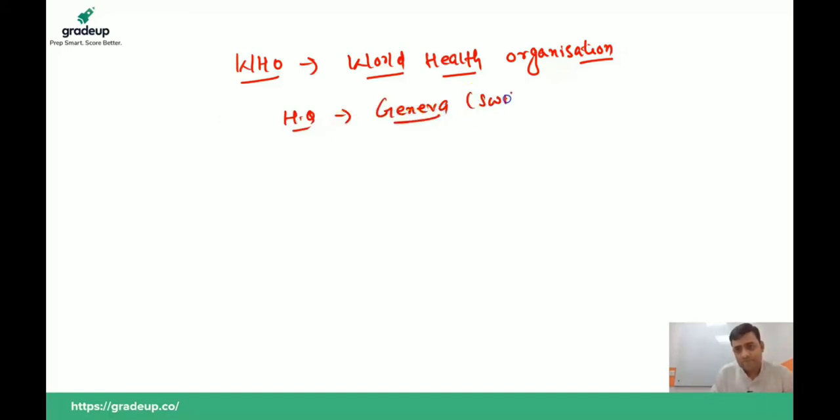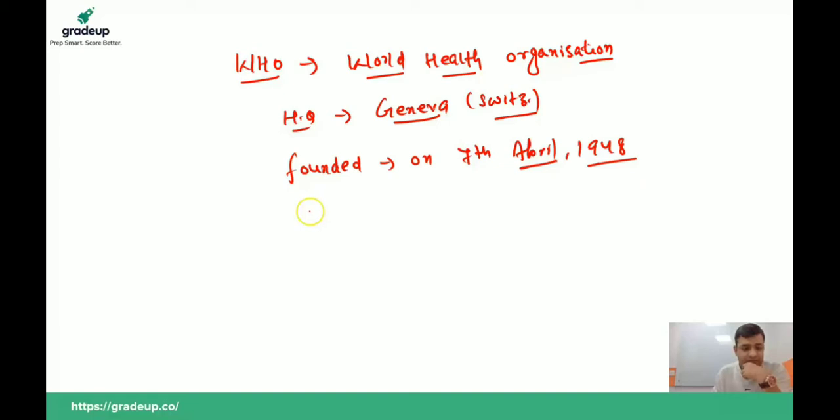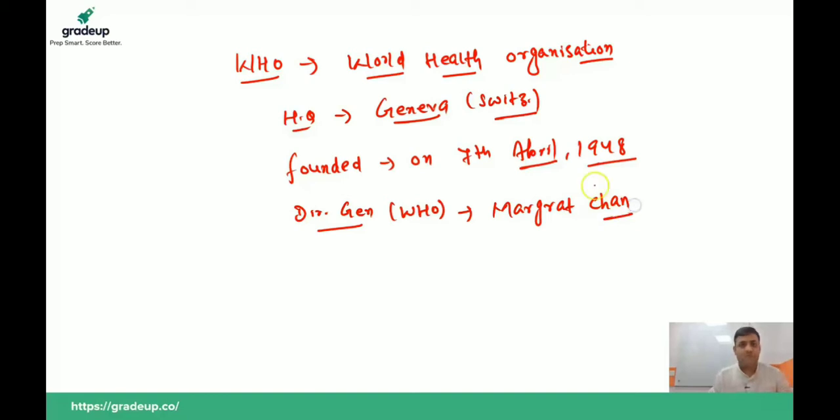Now, the next important organization is WHO, the World Health Organization. This is headquartered at Geneva, Switzerland, and it was founded on 7th April 1948. The Director General of WHO is Margaret Chan. She is the Director General of the WHO. Don't forget the name.